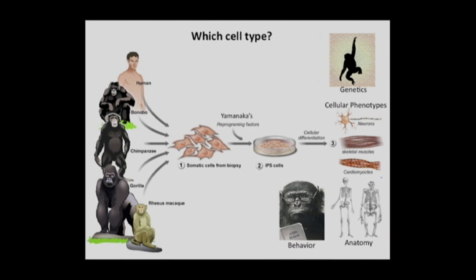And then once we are convinced that we can make these pluripotent stem cells from the different species, the question is what kind of cell type would be ideal to study? We can study neurons, muscles, or cardiomyocytes, heart cells. So virtually we can study any cell type, but because myself and my group are a bunch of neuroscientists, we are brain crazy, we decided to focus on the brain.